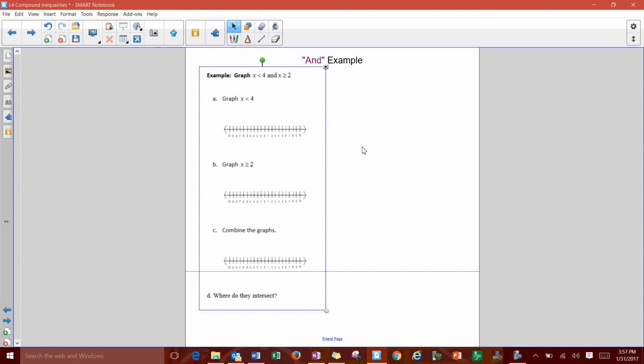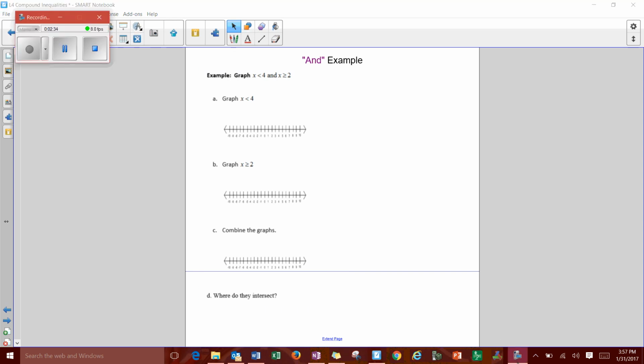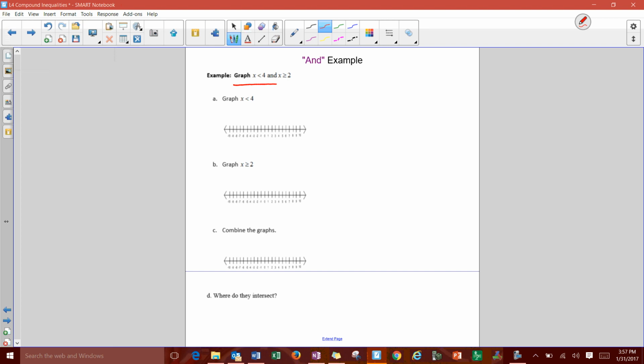Now, what does that look like when we're talking about algebra? So you're going to see compound inequalities that look like this. So compound inequalities are 2 different inequalities that are separated with either the word and or or. So we're going to start with an and example. If you have x is less than 4 and x is greater than or equal to 2, you want numbers that make both of those true. Remember we said and has to be both?